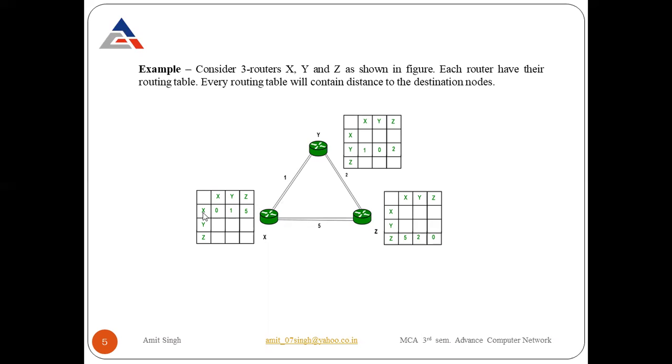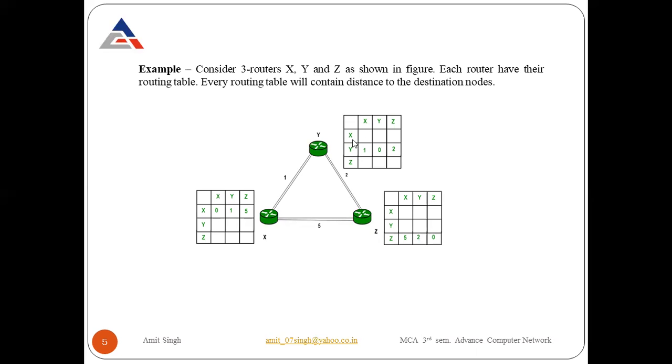Now what is the distance from X to Z? The 5 is written in the table. Now check the value. X is there, Z is there, the value 5 is there. So what it means is that the complete distance from one router to another router is mentioned in the table. The same can happen in the Y table.